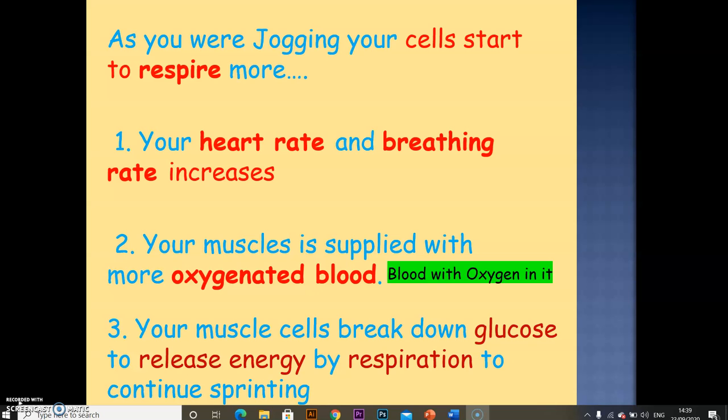Respiration is where oxygen reacts with glucose, and energy is released at the end. Remember, the fact that you are jogging requires energy, so a lot of energy has to be provided for you to jog. Even your daily activity, the fact that you're sitting down and you're listening to me right now, requires energy. I do hope you understand that.